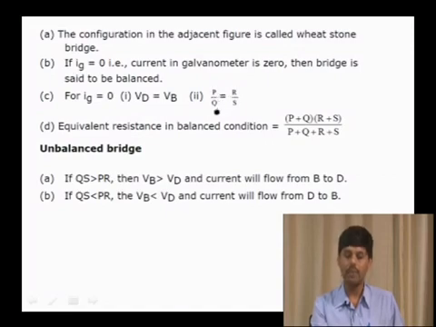In that condition, P by Q is equal to R by S. To calculate the equivalent resistance under the balancing condition, it is (P plus Q)(R plus S) divided by (P plus Q plus R plus S). That is the equivalent resistance.